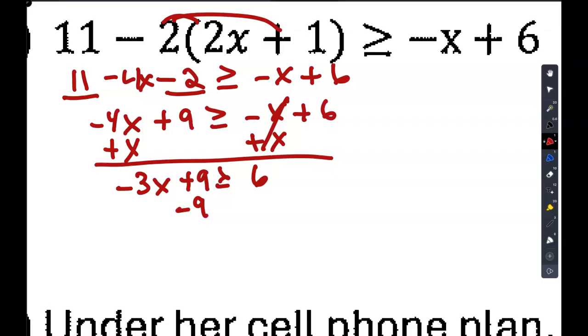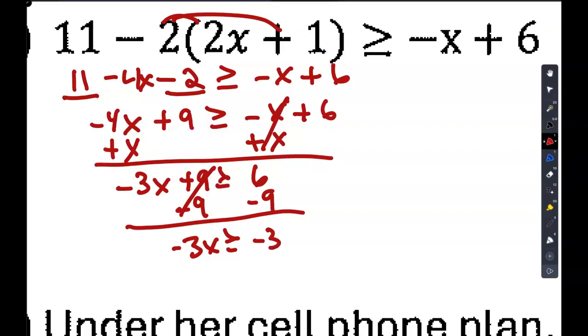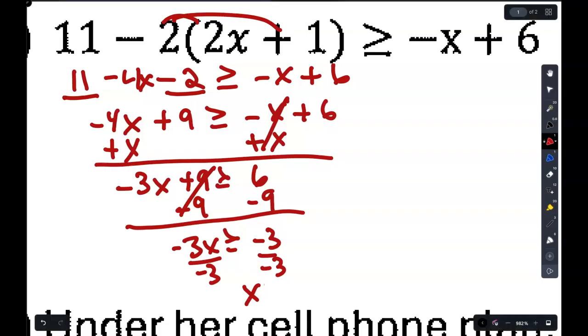Now I'm going to subtract 9 on both sides. 9's cancel out, bring down -3x, greater than or equal to -3. Divide by -3. And x is, don't forget to swap the inequality around, less than or equal to +1. All right, let's look at the next one.